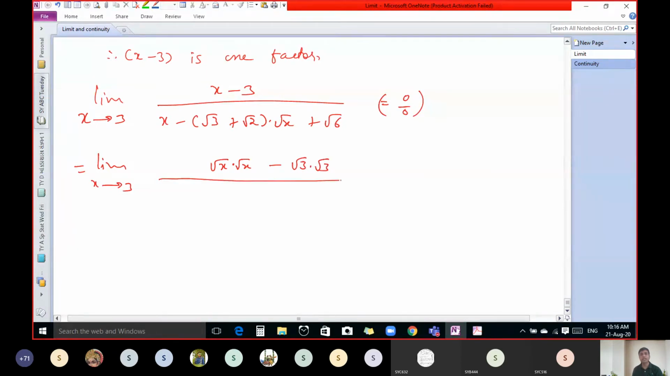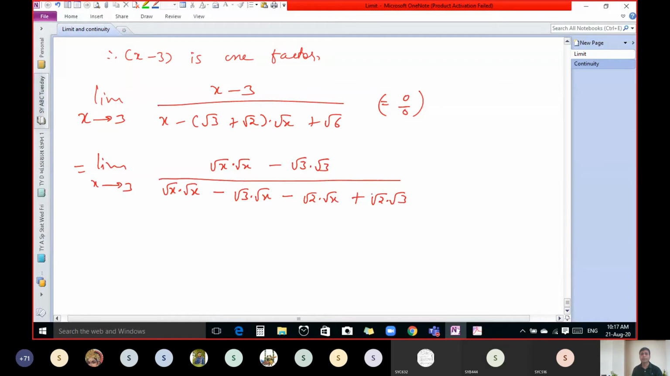Similarly, in the denominator, you can write x as root x into root x, and now multiply by root x. This sign is minus here, so if you open the bracket we get a different sign: root 3 into root x, and instead of plus we get minus because of this minus sign, so minus root 2 into root x, plus root 6, which you can write as root 2 into root 3.